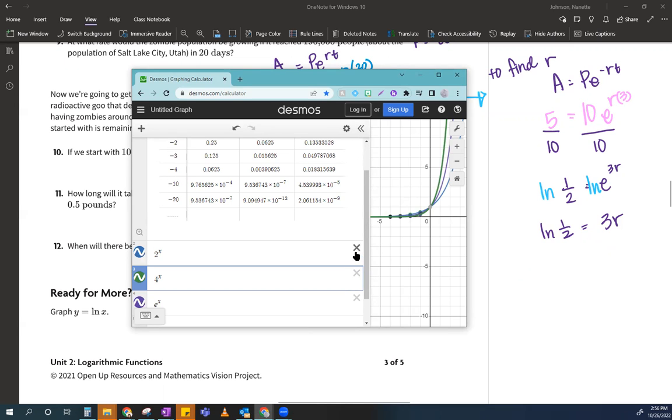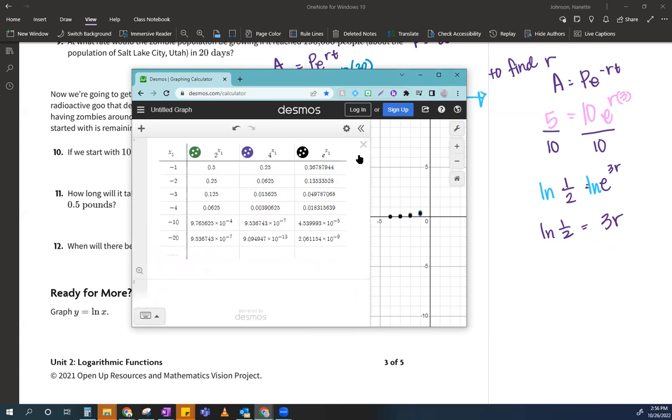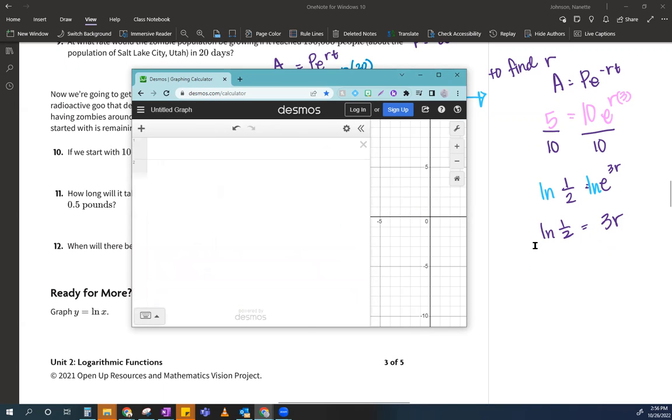So let me clear these out. Okay, so let me let this catch up because it's not caught up. Okay, so this is natural log of 1/2. Is this the way I want it to look? Do I want my natural log of 1/2 to look like this? Yay or nay? No, this is actually the natural log of 1, then divide that by 2.